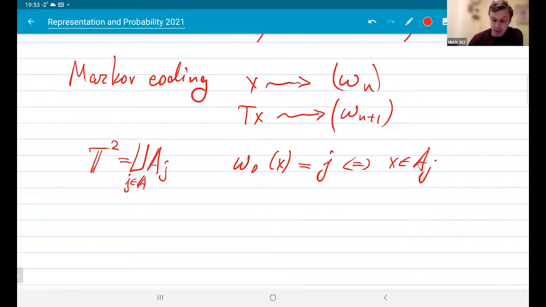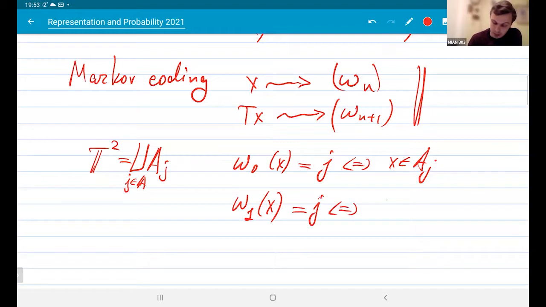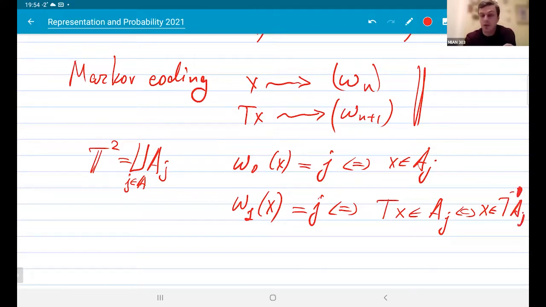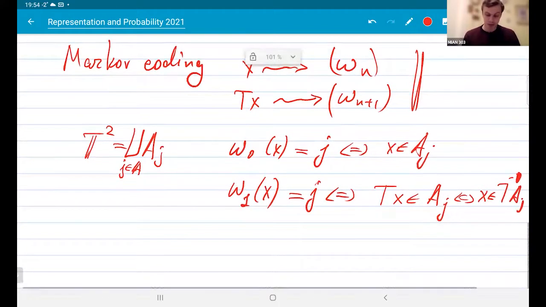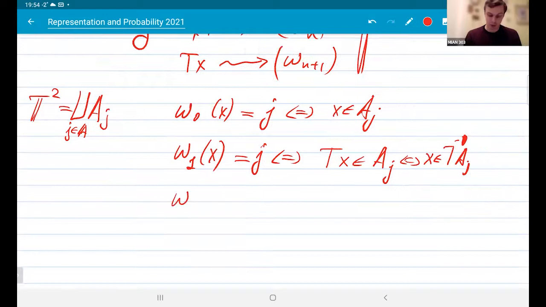But then I can say from here that to find omega 1 of x, I just need to consider that Tx belongs to A_j, or I want to say that this is x belongs to T minus 1 of A_j, right? Because T is a bijection. And this is it. And in fact, I can continue this for any n.